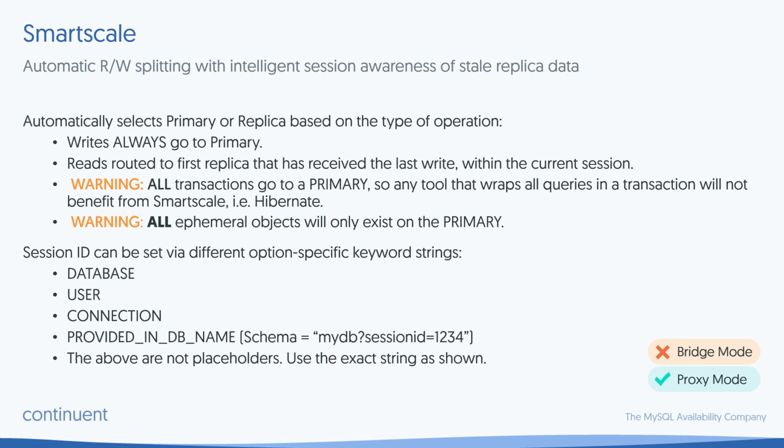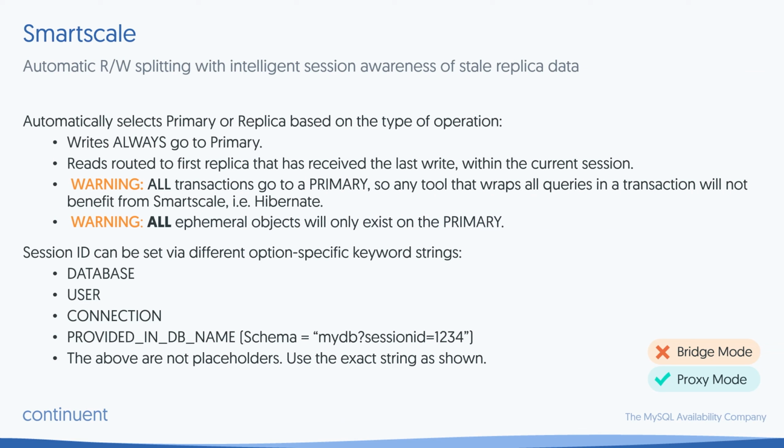Finally, SmartScale. This is our more complex configuration. It is similar in concept to direct reads, however with a little bit more intelligence. Where direct read could blindly route you to a replica, SmartScale will inspect the statement, routing accordingly based on session awareness to ensure that reads return the correct data within that current session. So writes will always go to a primary as you would expect, but there are also a couple of warnings here as well, same as direct.